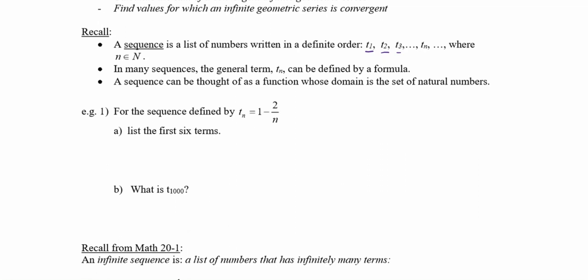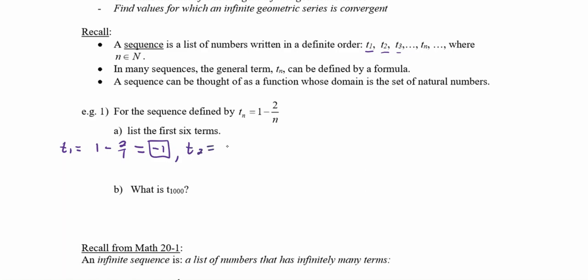So let's say for this sequence, Tn is equal to 1 minus 2 over n, and it says list the first 6 terms. So T1 in this case means replacing the n with a 1, putting a 1 in for n. It's like a function, right? So T1 is equal to 1 minus 2 over 1, which is equal to negative 1. Okay, so there's your first one.